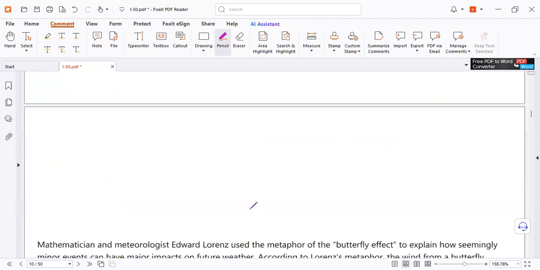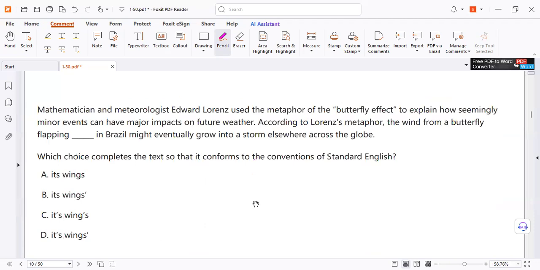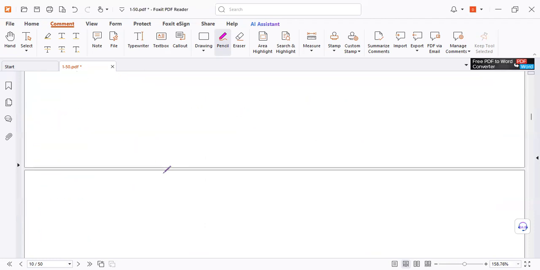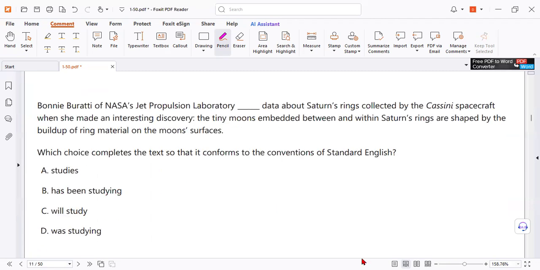Letter A. So letter A, correct. Letter D. Letter D for past, it is correct.